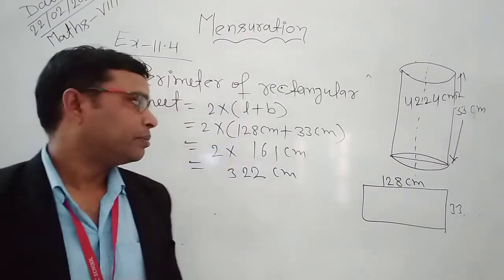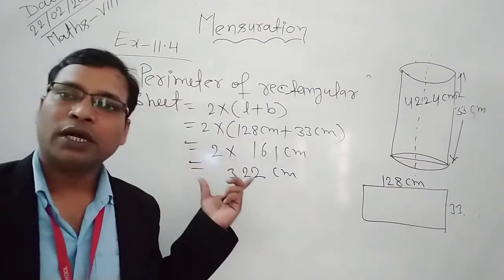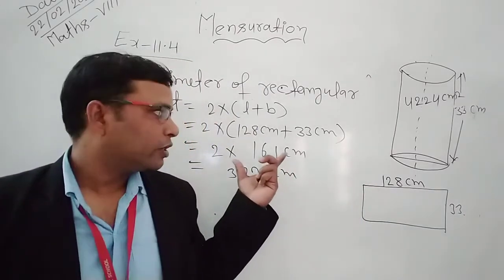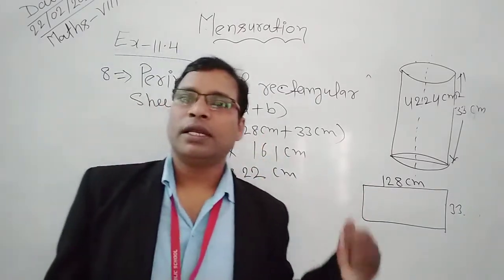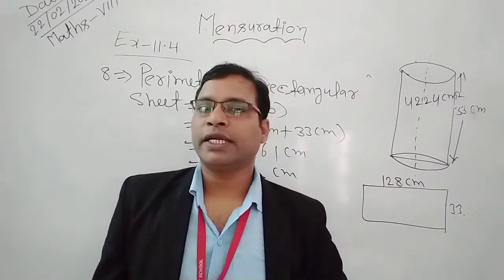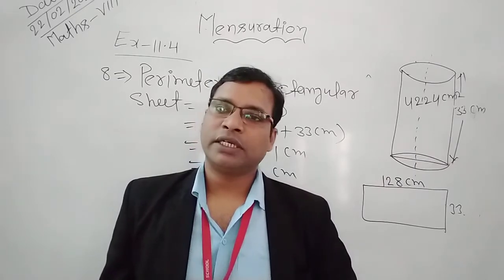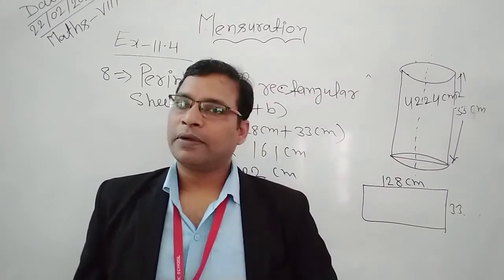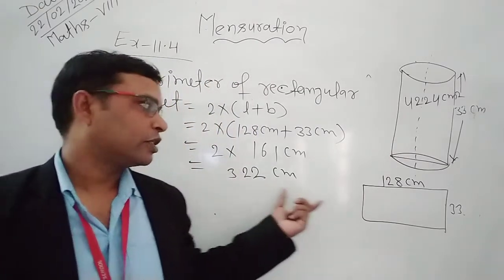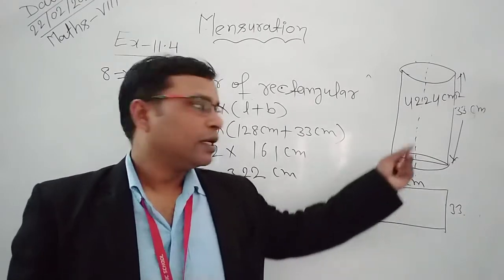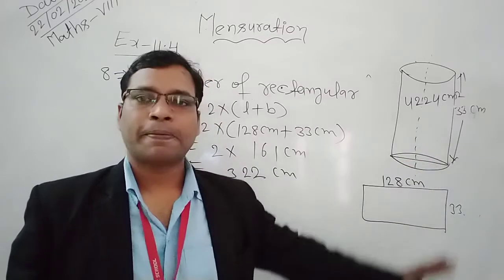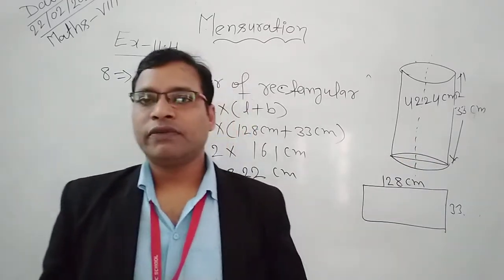This is clear. After this, student, you know very well how to find the perimeter of a rectangular shape. Perimeter of any rectangular shape is equal to 2 into length plus breadth. So here you put the value of length 128, and the value of breadth 33, and we get 322 centimeter. This is the perimeter of this rectangular sheet which we found by cutting this cylinder along its height. So student, I hope all of you understood this question.